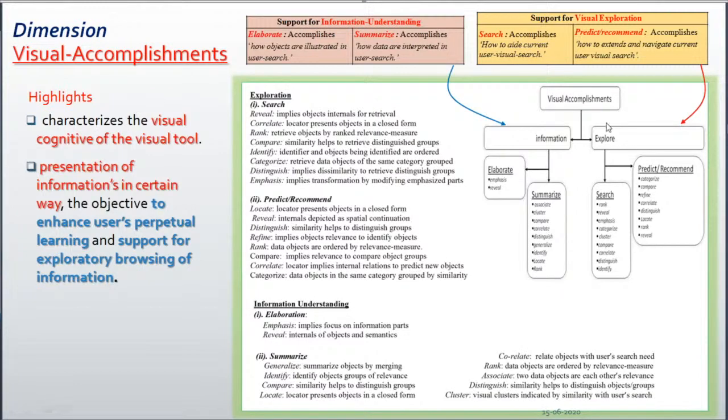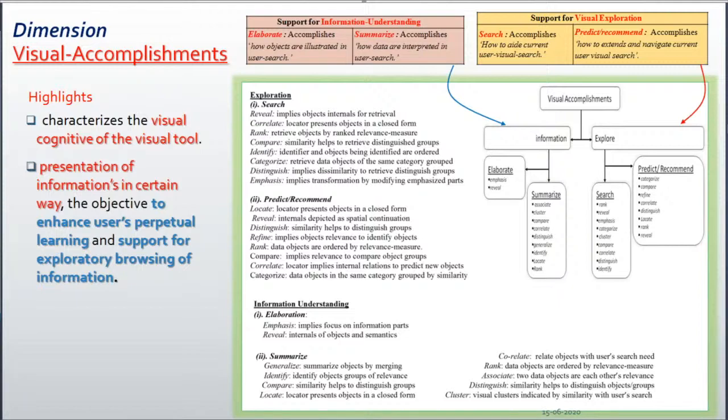But in the exploration part, we will have the most advanced or most well-planned activity on the GUI. That's why we refer to it as visual accomplishment for exploration. Here we again have two levels. First level is search, second is predict or recommend. Exploration means the user will now be operating on the GUI, on the information, to search for his information. The system should provide some kind of features so that the user can search his information. The second level is predict or recommend.